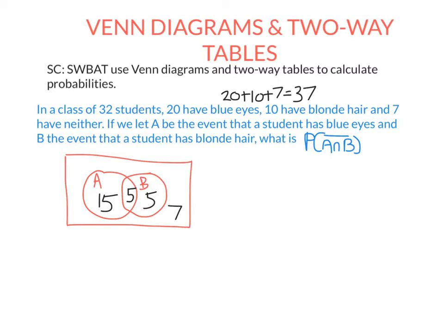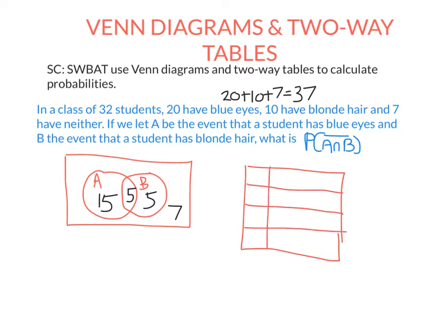Now, if I wanted to put that in a two-way table, I'm just going to draw up a table now. So the two ways correspond to the two sets. So two-way tables always look like this. So we can be an A or not A, and B or not B. Now, two-way tables also have a row and column for total, which Venn diagrams don't.